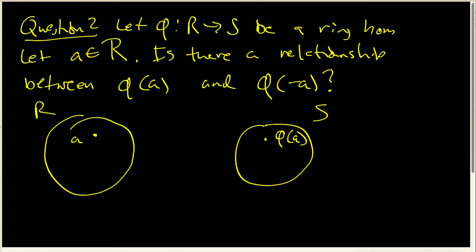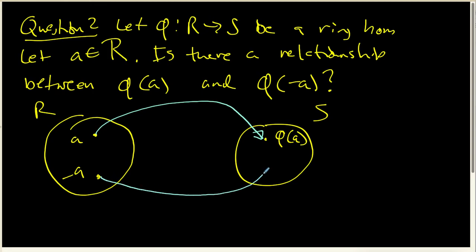And I know that phi sends a to phi of a, and then I've got an element over here which is minus a, and I'm really wondering where minus a winds up under phi. And so let's actually investigate this particular question. So we're going to get started in this particular fashion.